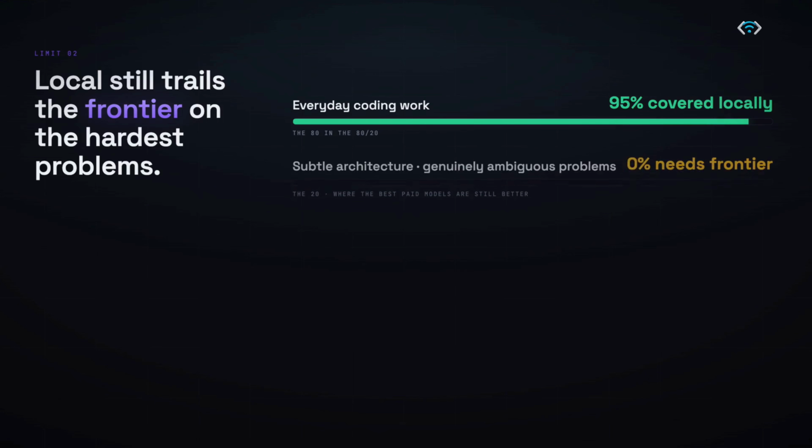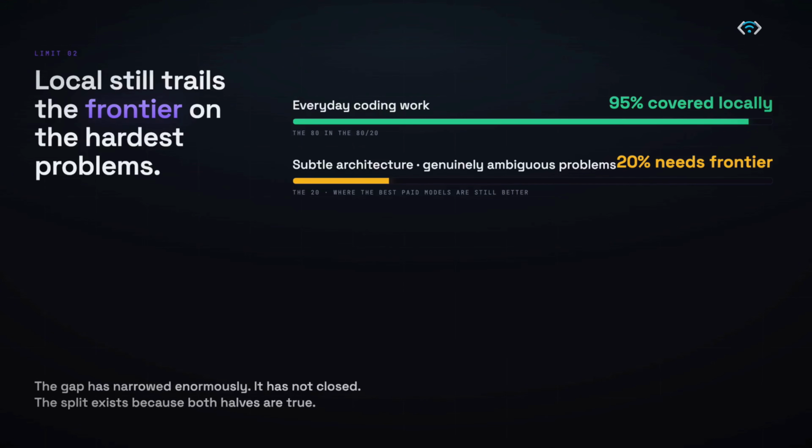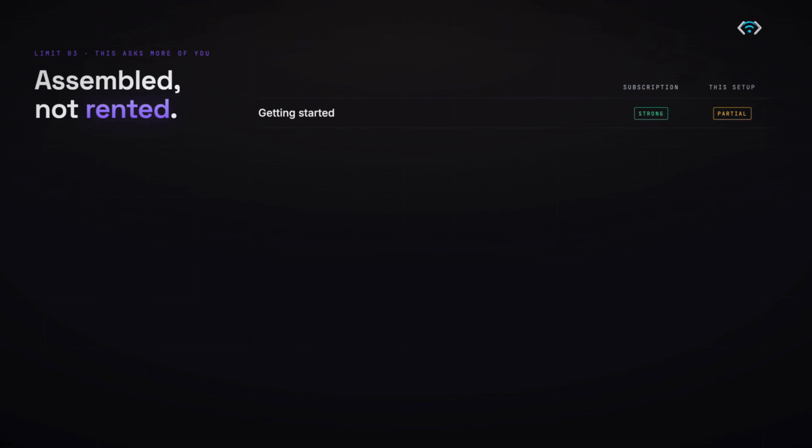2. Local models still trail the frontier on the hardest problems. That gap has narrowed enormously, and we've documented that narrowing repeatedly, but it exists. For subtle architecture and genuinely ambiguous problems, the best paid models are still better. The 80-20 split exists because both halves are true.